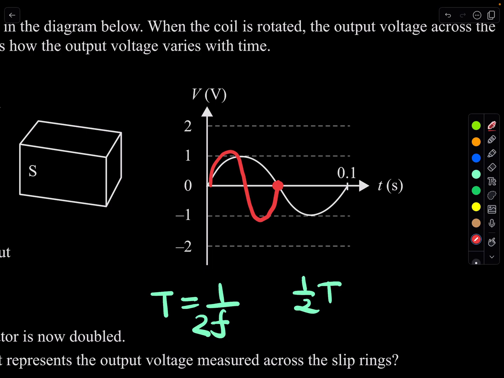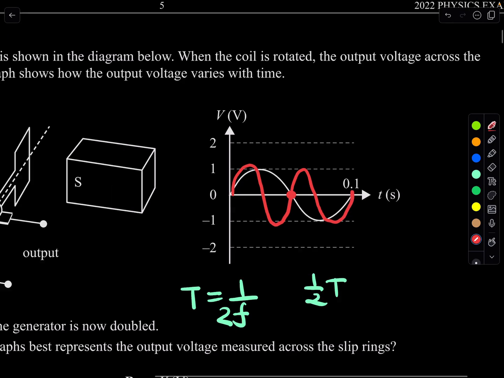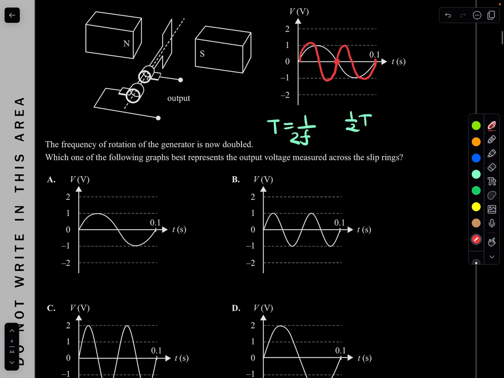And yeah, so we'll have 2 pretty much. In other words, it will have 2 rotations because we've halved the period. Which one looks like that? Yep, B looks good.